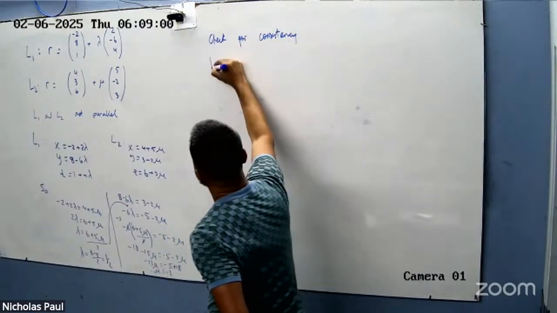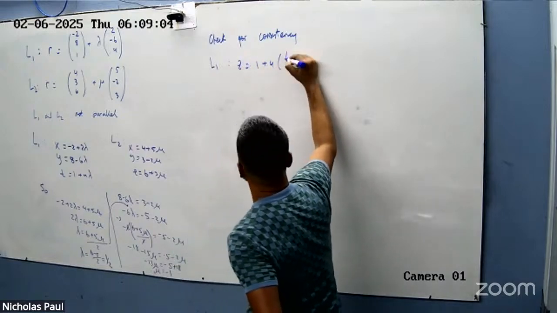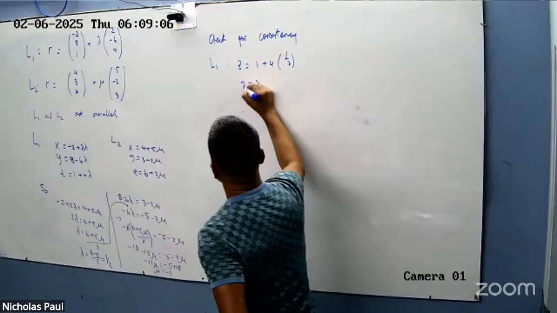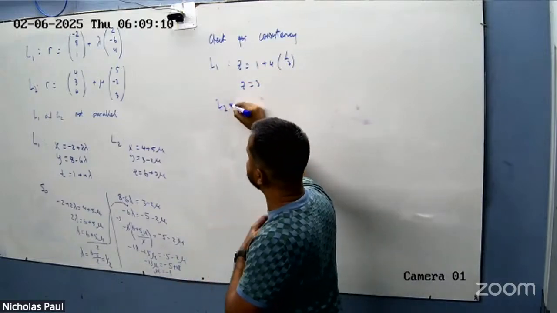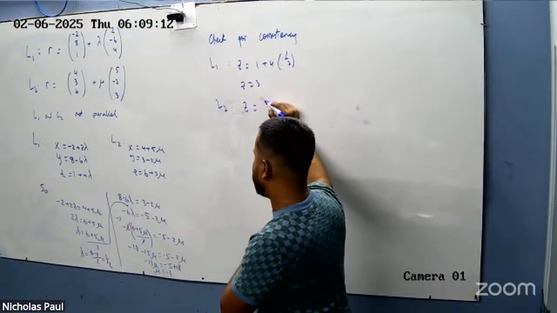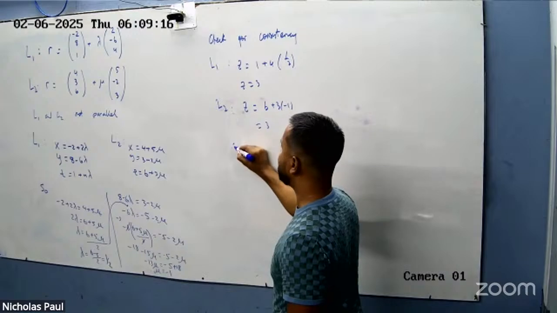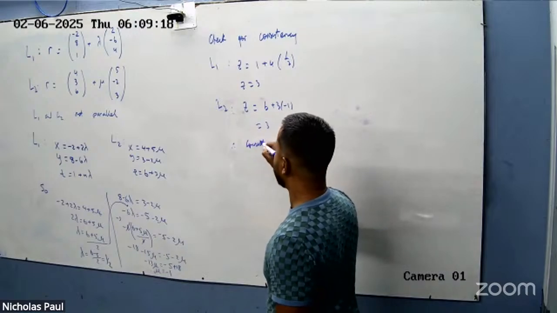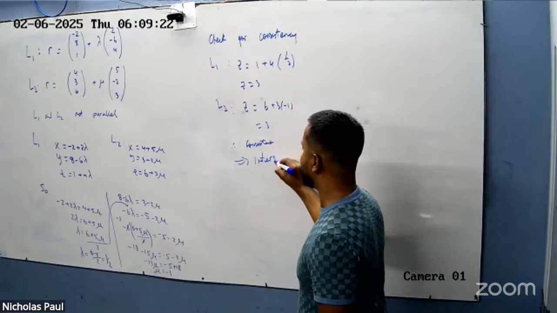Right, so for L1, Z is equal to 1 plus 4.5. So we got 3 for L2. For L2, Z is equal to 6 plus 3 by minus 1. Therefore, they are consistent, which implies that they intersect.